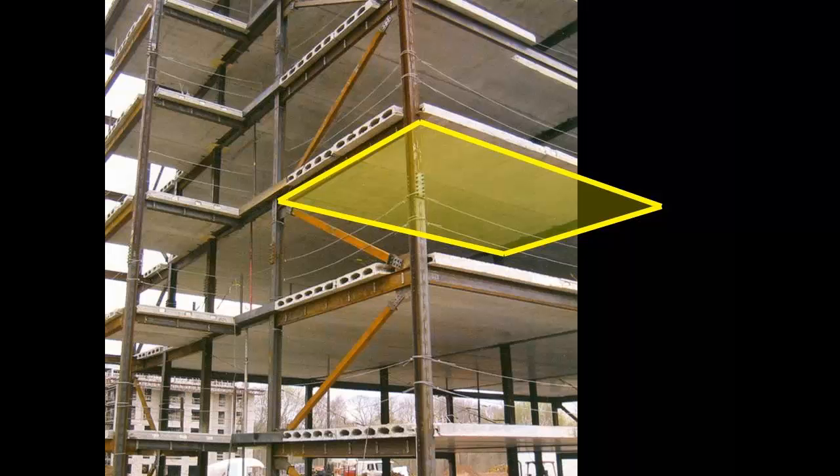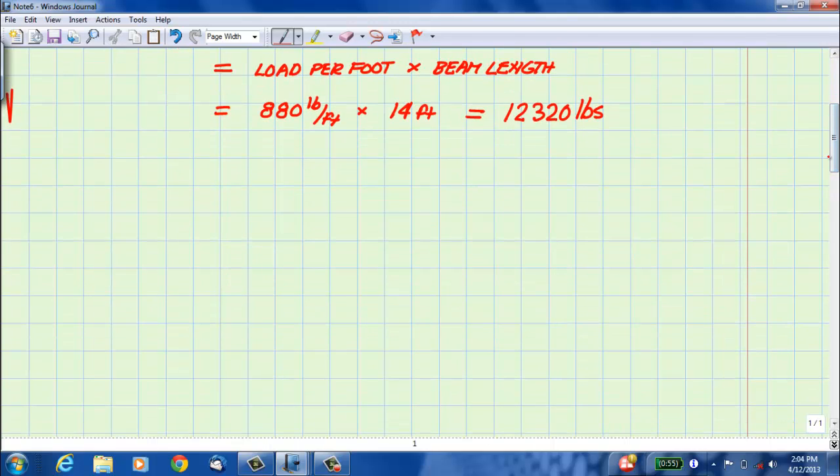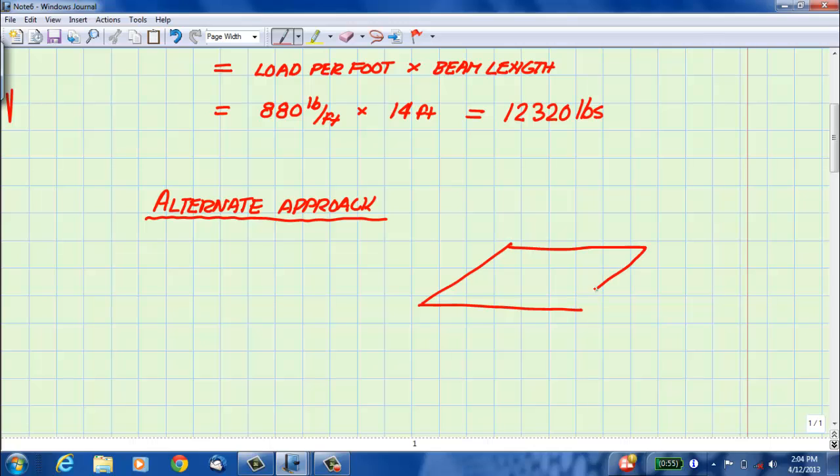We know how much load is coming from the floor onto the beam per foot of length, but what is the total load on the beam? Take the load per foot times the beam length for a total of 12,320 pounds. There's an alternate approach for finding the total beam load. Again, we start by taking our 14 by 16 foot bay with a beam at two ends and divide the 16 foot span in half.